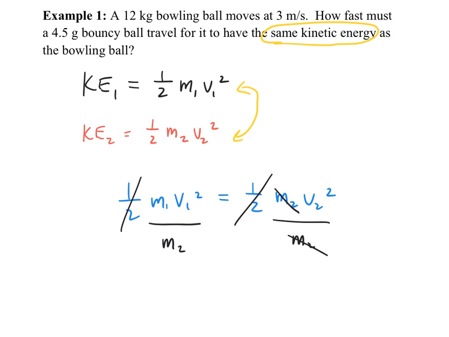I want V2 by itself. So obviously, what should I do at the very end, Andre? Take the square root. Okay, recognizing that my answer could be positive or negative depending upon direction. In this case, it won't matter, because we're looking at kinetic energy. When you square it, it becomes positive energy anyway.